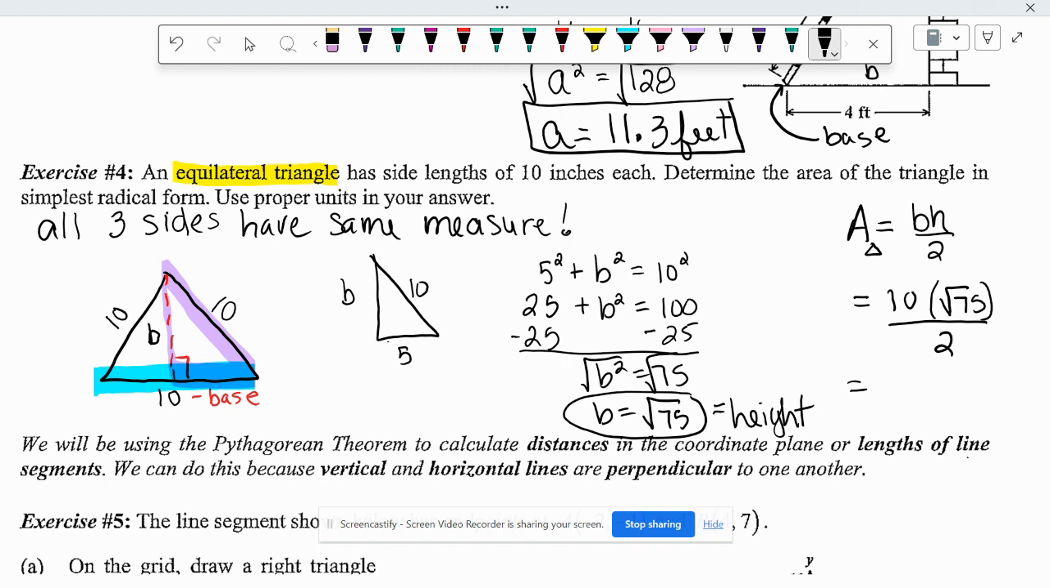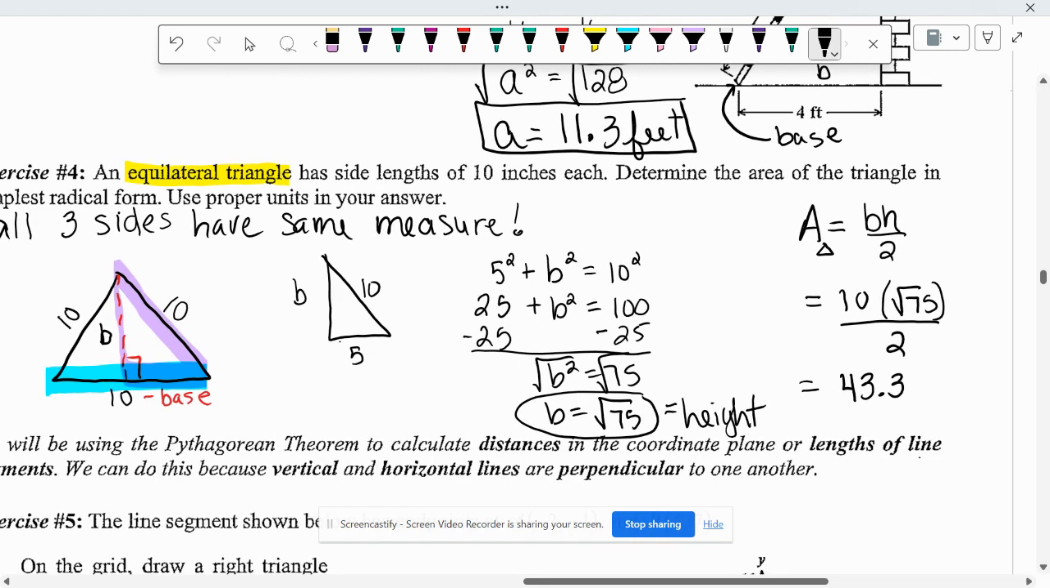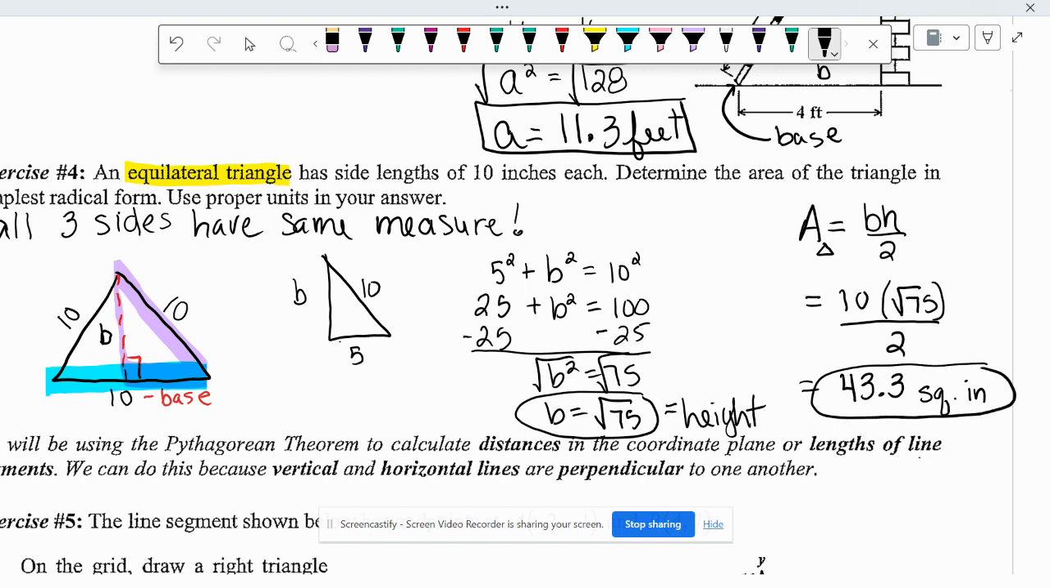So 10 times the square root of 75. You should be typing this into your calculator. Don't wait for your neighbor to give you the answer. 10 times the square root of 75 equals, divide by 2. So 86.6 divided by 2 is 43.3. Final answer, 43.3. What are we talking about? Area. So square inches. 43.3 square inches.